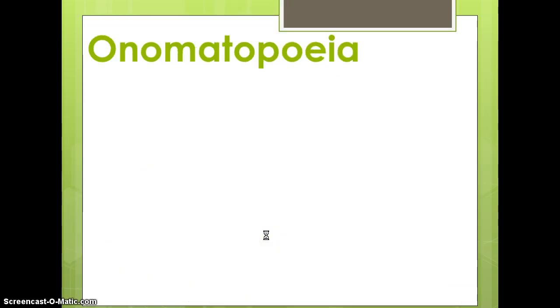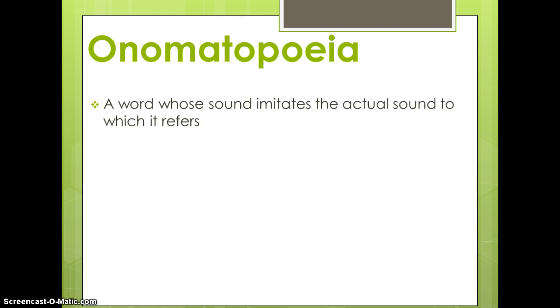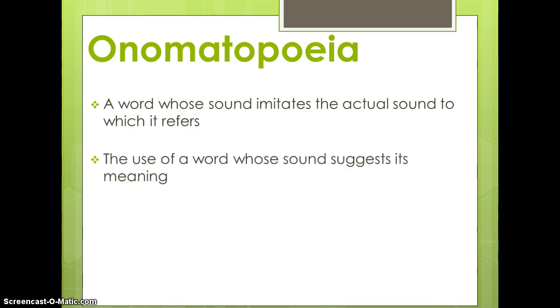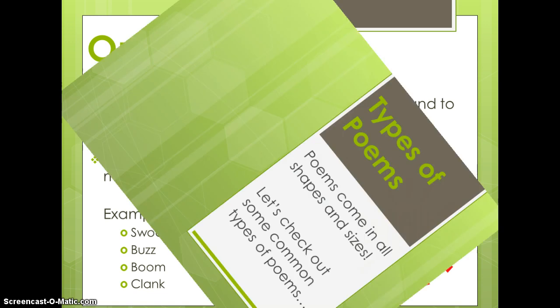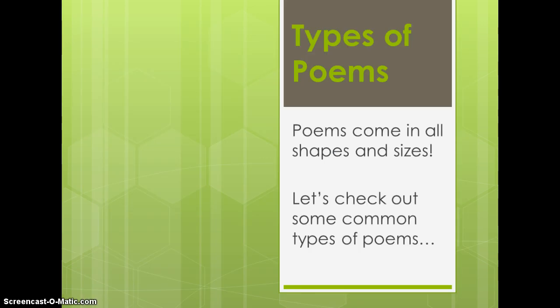Our next poetic device is called onomatopoeia. So onomatopoeias are words whose sound actually imitates the actual sound that it refers to. Another way of thinking of that is using a word whose sound suggests its meaning, like pow, or swoosh, or buzz, or boom, or clink. All of those words actually sound like what they mean. We call that onomatopoeia. What's next? Well, we've looked at some poetic devices, some ways that poets create sound and rhythm within their poems. So now let's look at some different types of poems.